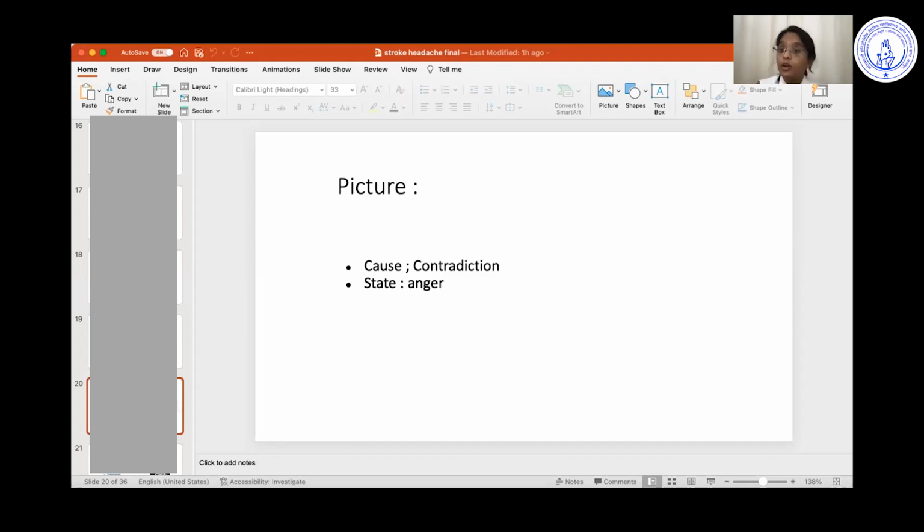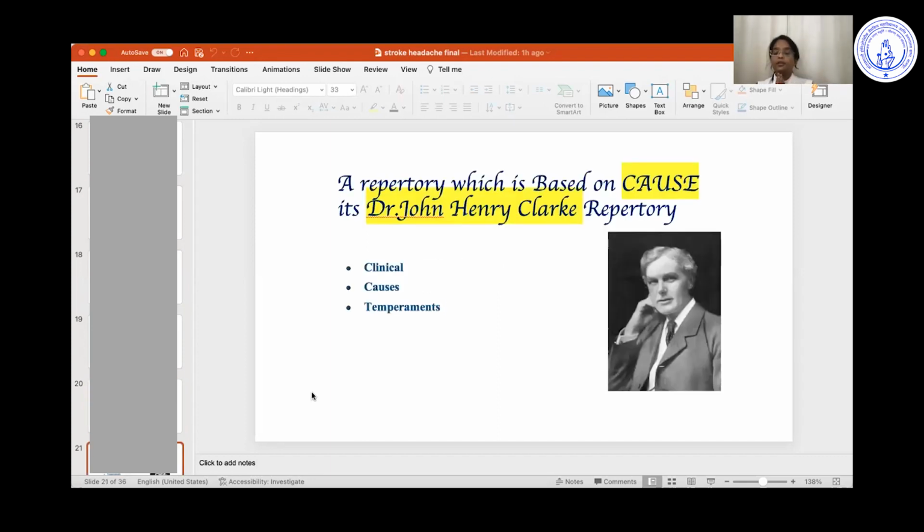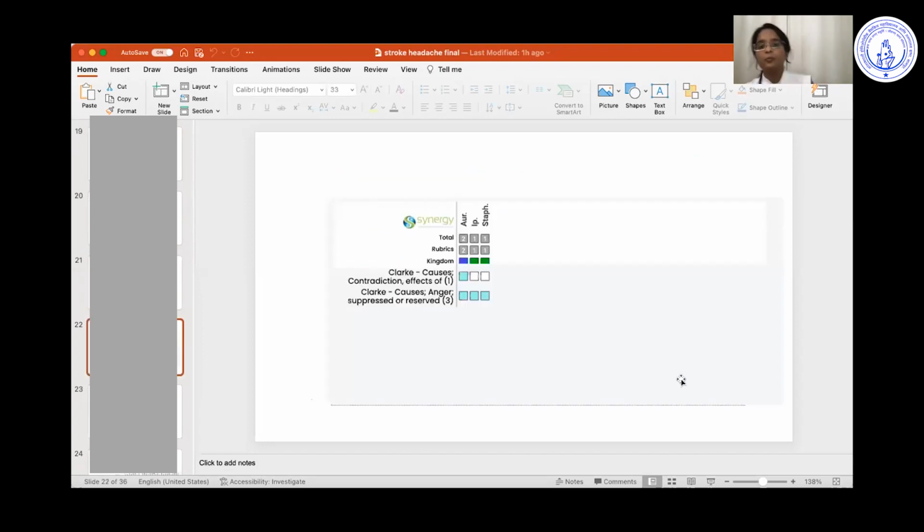So the repertory you'll use is one that really talks about causation and what caused it. If you see John Henry Clarke repertory, you'll understand it has 3 chapters: clinical, causation, temperament. So when you go into the repertory section, the first rubrics you'll be taking are contradiction that is affected, and that contradiction because of what? The anger was suppressed. He could not express it. He could not say it to people, which was causing him more affection, and that's why this has come.